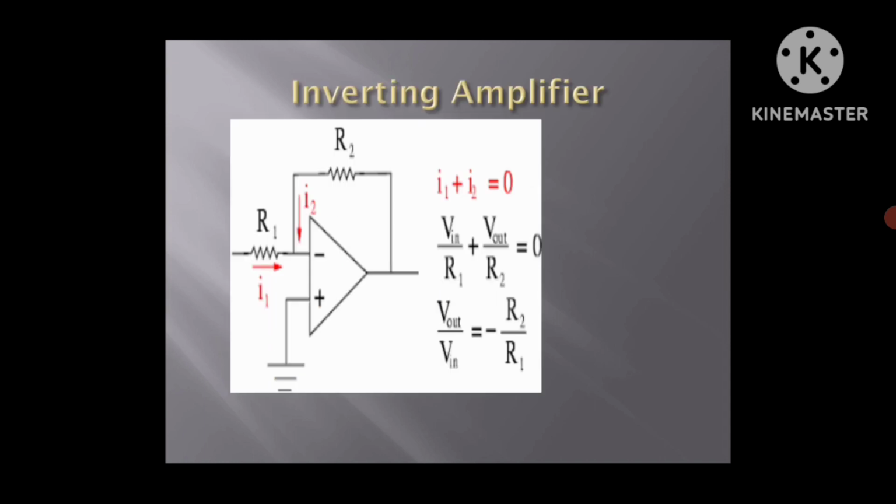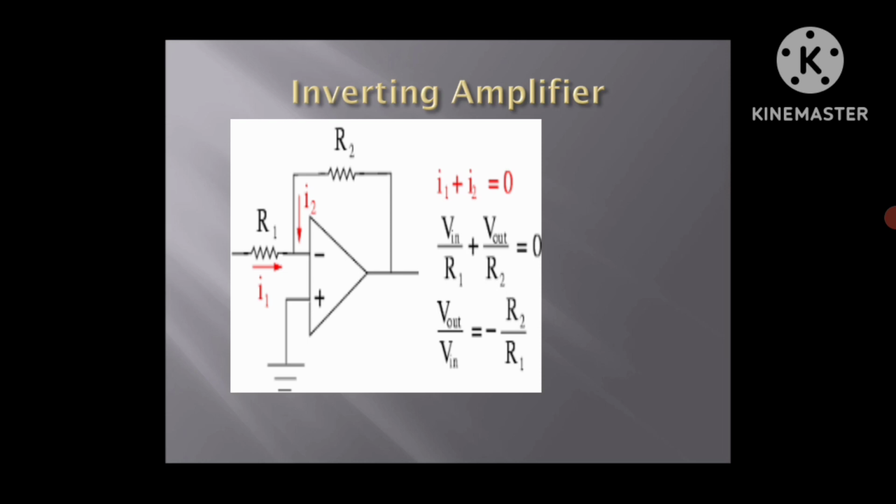So this is the inverting amplifier using the operational amplifier. This is the operation diagram. In this diagram, we give the input at the R1 terminal, and R2 is connected as feedback between the input and output.